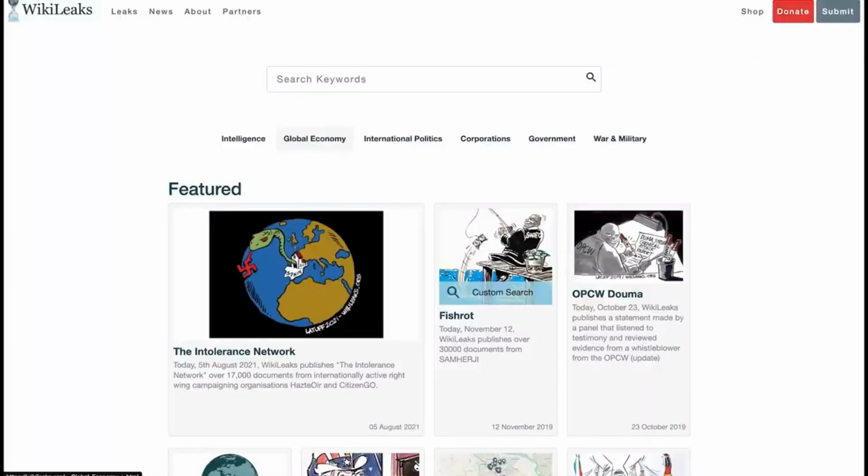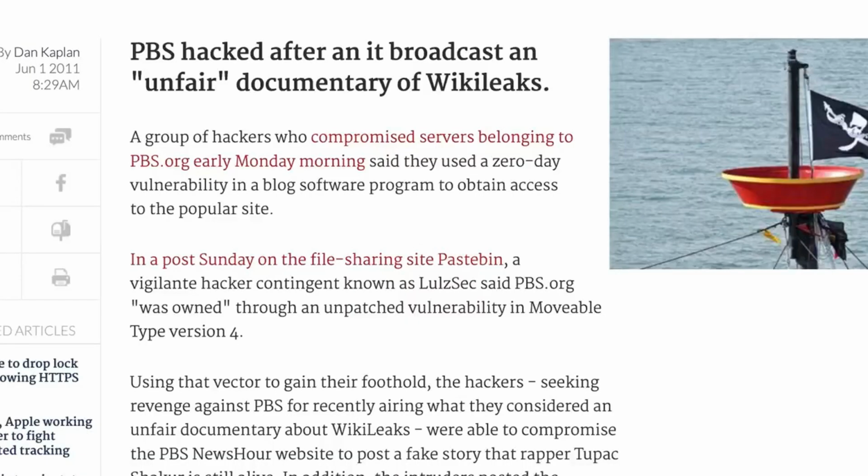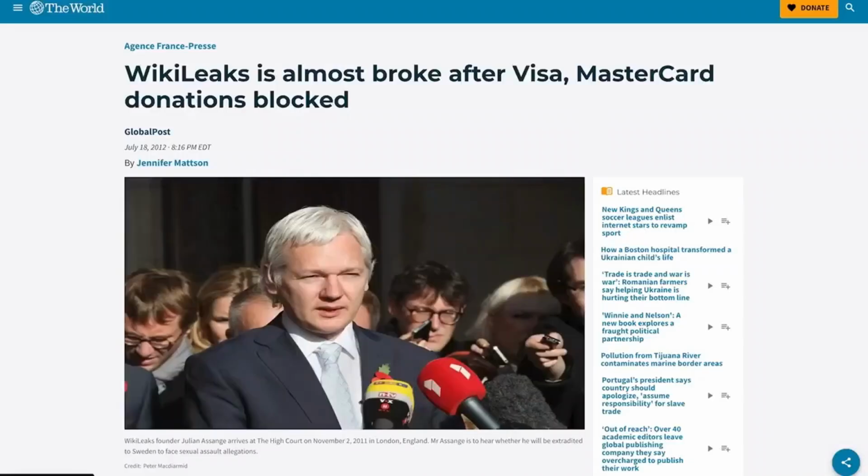The non-profit organization WikiLeaks, which exposed governments violating human rights, was subjected to unfair coverage and disinformation in the media from PBS, and at the same time, Visa and MasterCard deprived WikiLeaks of the ability to donate money to charity.